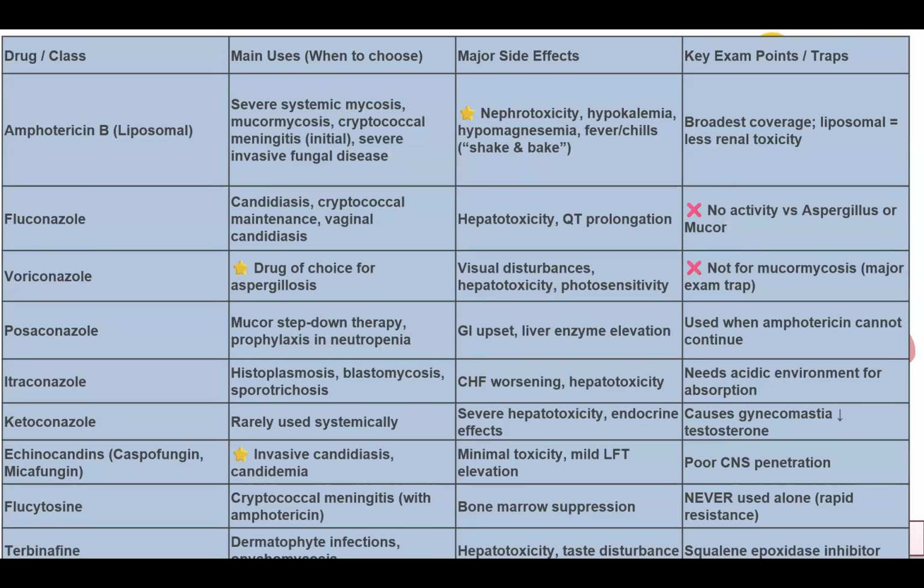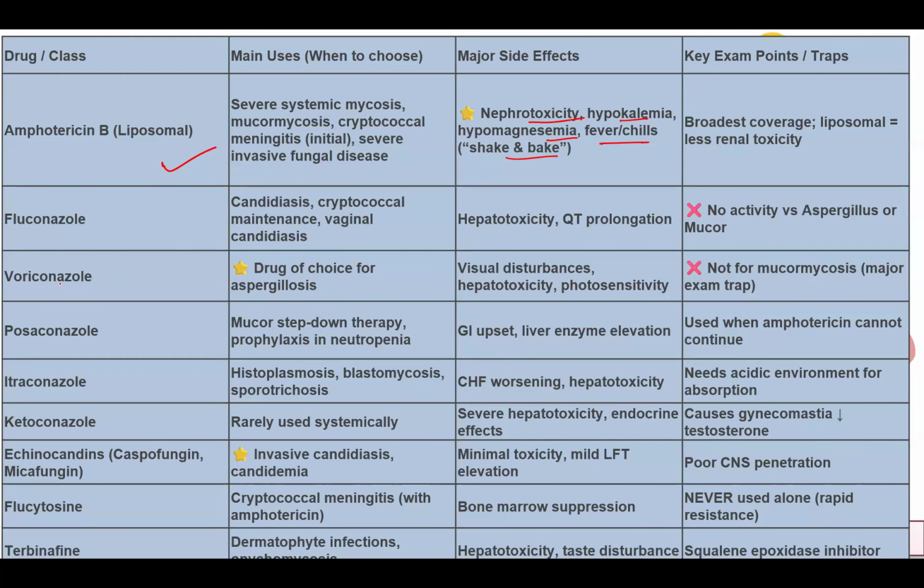Okay, so we have just seen all this some time ago, but one more thing that I would like to explain here: amphotericin B. Major side effects, everyone knows: nephrotoxicity, hypokalemia, hypomagnesemia, fever and chills, sometimes a shake and bake type of appearance is seen in the patients. What all does it cause? Hypokalemia, hypomagnesemia, fever and chills. So for amphotericin B, more than its uses, you should remember its side effects. The side effects are more severe in amphotericin B as compared to other antifungals.